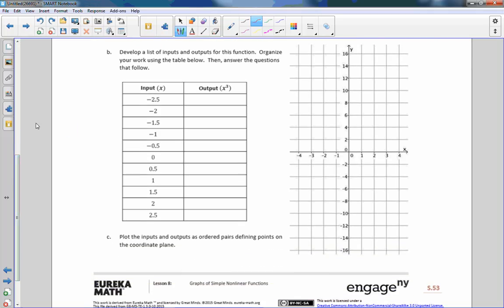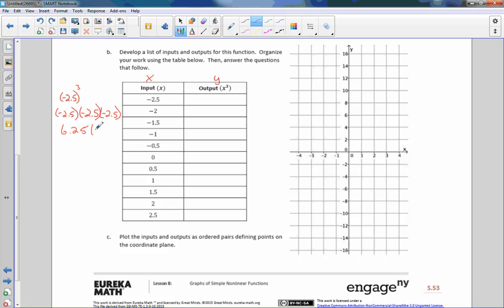Okay. Develop a list of inputs and outputs for this function. Organize your work using the table below, then answer the questions that follow. So keep in mind that negative 2.5 to the third power, x cubed, which is going to be my y, by the way, and these are obviously my x's. Negative 2.5 to the third power means negative 2.5 times negative 2.5 times negative 2.5. Okay? So negative 2.5 times a negative 2.5 is a positive 6.25, because a negative times a negative is positive.